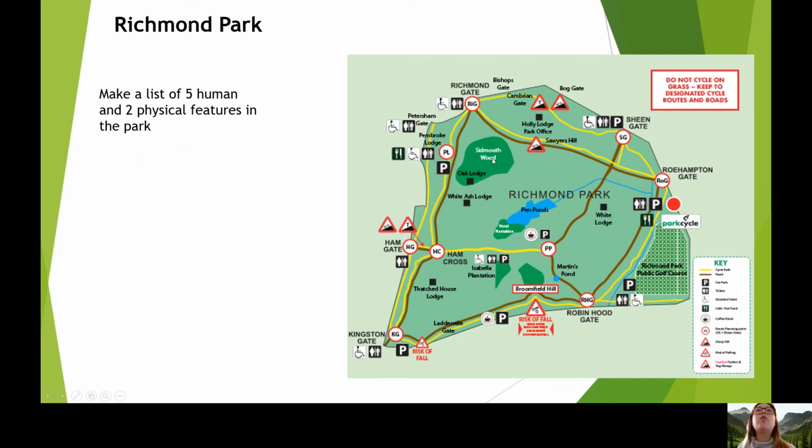So we can see a wood here, this green wood here. We can see a pond here. Can you spot the other smaller pond in the park? Yes, it's right here. So there are some examples of man-made and physical features.